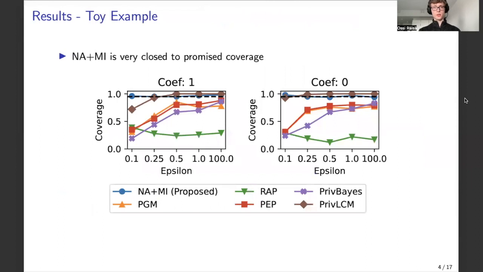Here are the results from the previous example. In blue, the results are for our algorithm, which is very close to the promised guarantee. We also have this other algorithm called PrevelCM, which is theoretically compatible with our framework, and which is what we use with these results. But in practice, it gives either overconfident results in some cases, or in most cases, it gives underconfident results. So its intervals are too wide.